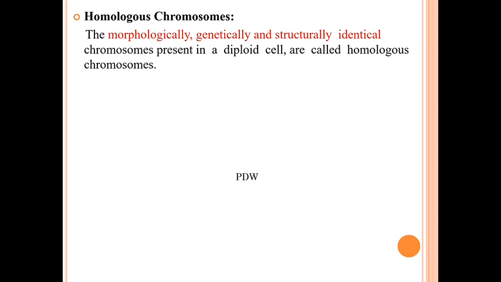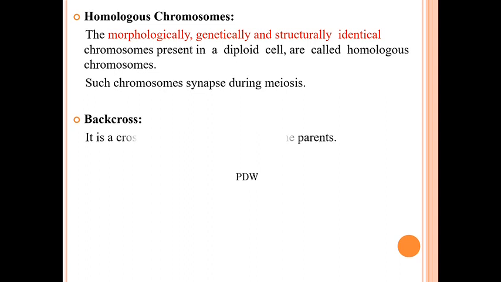Homologous chromosomes. Students, we have studied this terminology with the help of a diagram in part 1. So, homologous chromosomes are morphologically, genetically and structurally identical chromosomes which are present in a diploid cell. Homologous chromosomes undergo synapsis and crossing over during meiosis that leads to recombination.